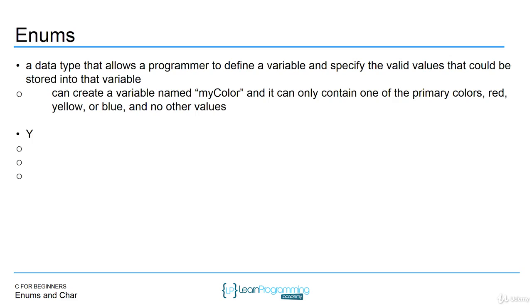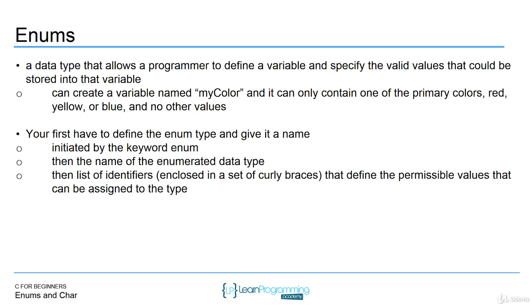So enum is the keyword. The first thing you have to do if you want to use this enum data type is define that enum type and give it a name, just an identifier, just like a variable name. The way that you do it is you use the enum keyword, and then after the enum keyword, you provide a name, like an identifier. And then after the identifier, you put the list of valid values inside curly braces. You're basically saying that this enum can only be of these values. And then when you want to use the enum later, you create a variable of that enum type.